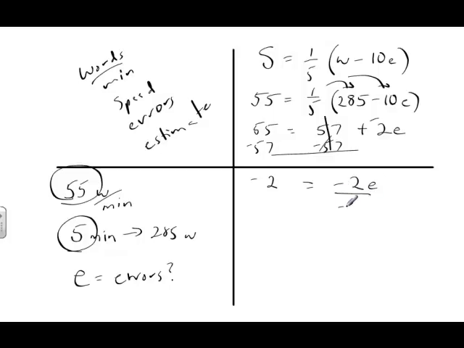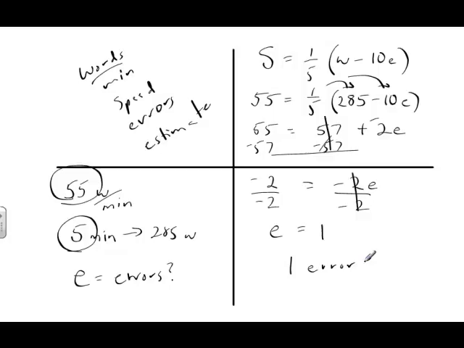No, opposite operation. If I multiply by negative 2, I divide by negative 2. So how many errors? What's a negative divided by negative? And what's 2 divided by 2? 1. 1 error.